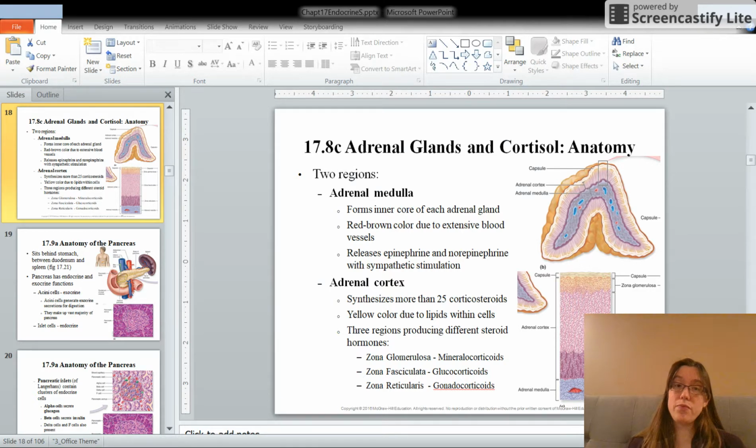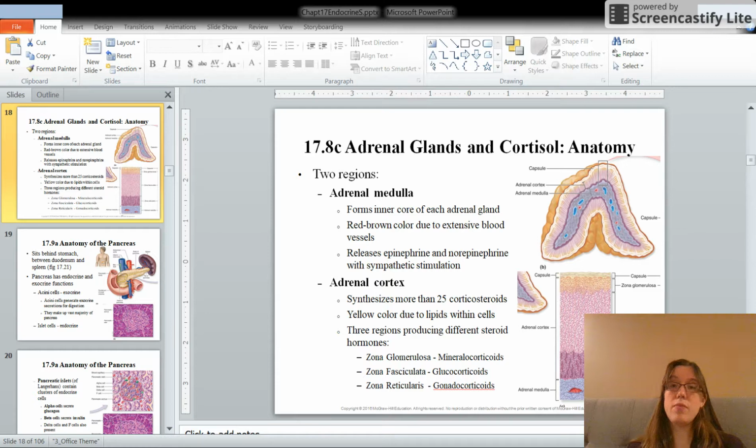And the acini cells, which are going to be these guys, these darker ones here, are going to make those digestive enzymes and secrete them into the duodenum. But the pancreas also has an endocrine function. And this endocrine function is going to be performed by these pancreatic islet cells, or the islets of Langerhans. And because it's endocrine, the glands are going to release these directly into the blood.